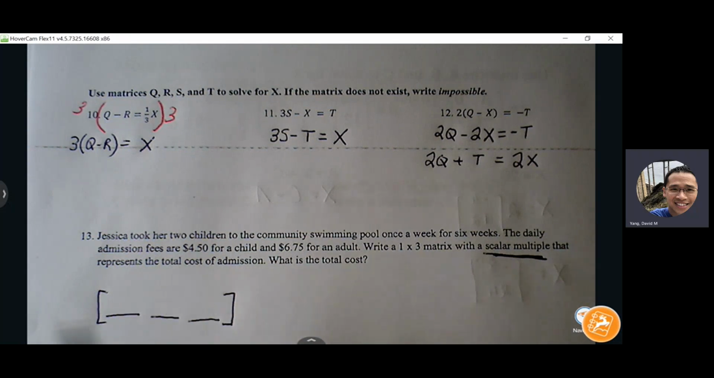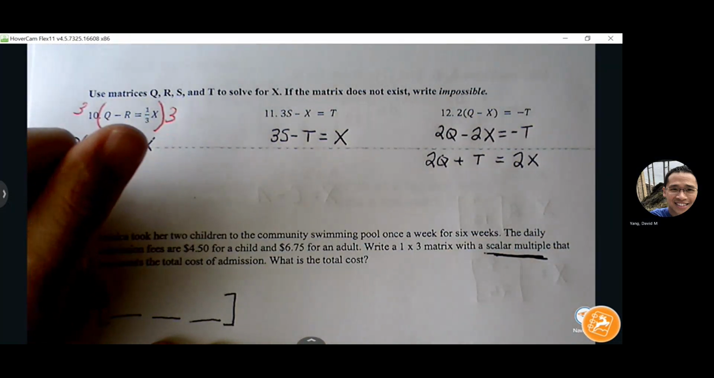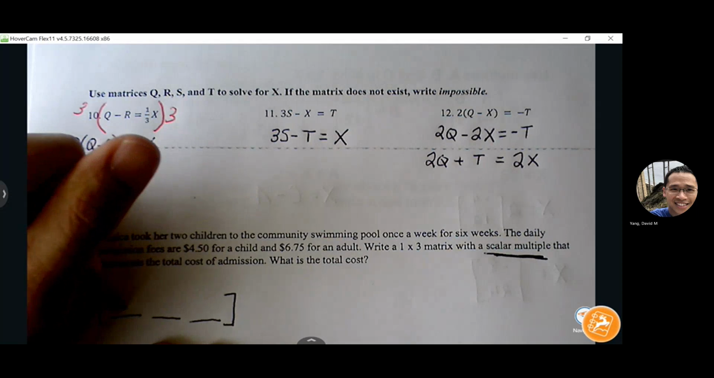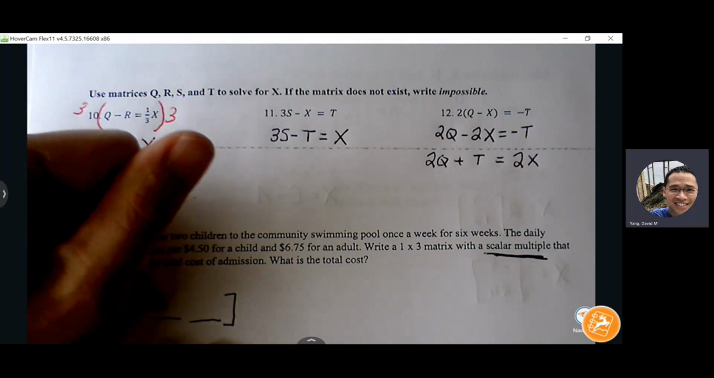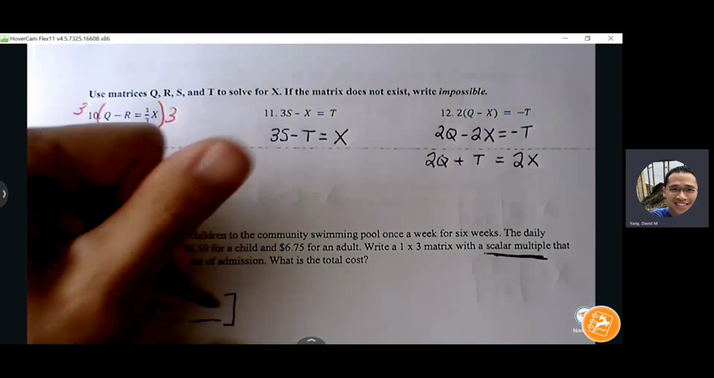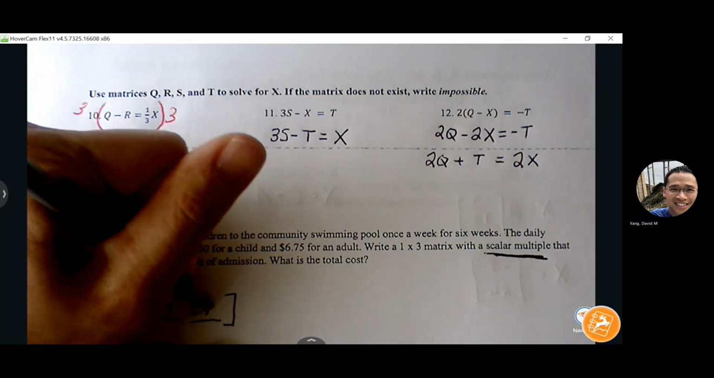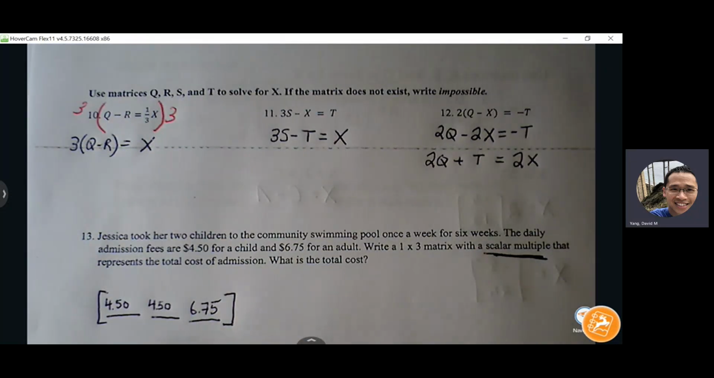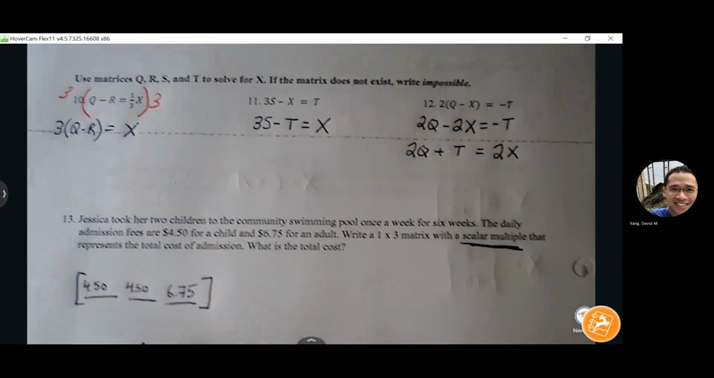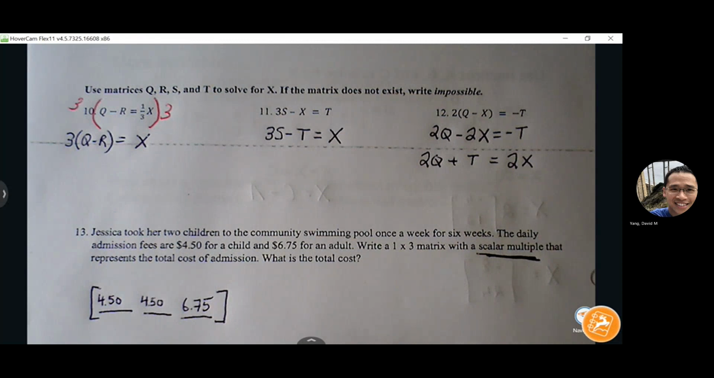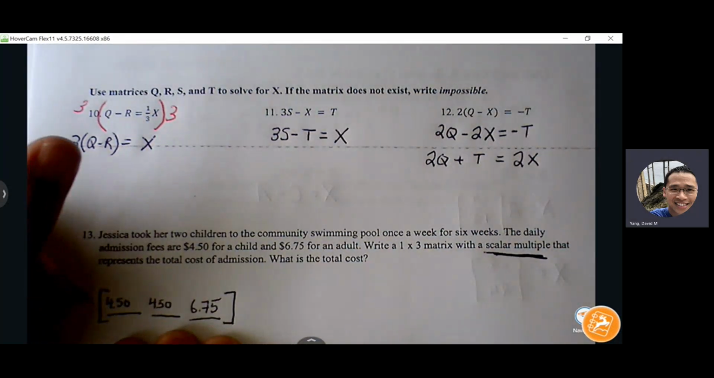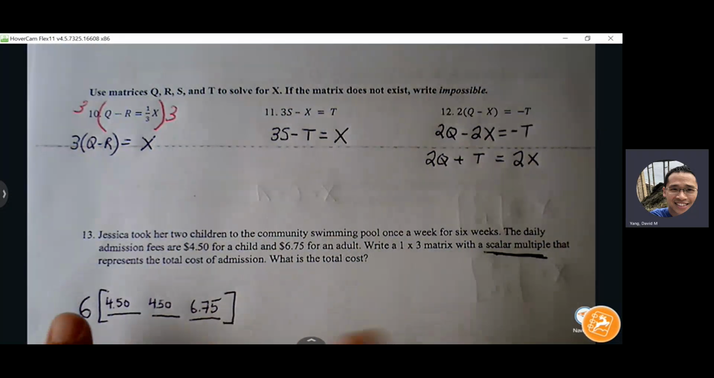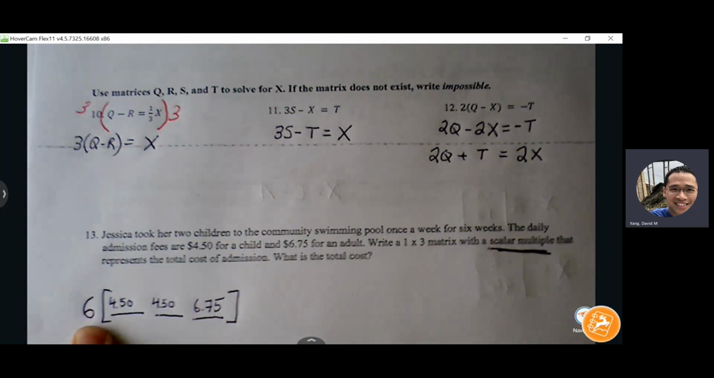Yeah, the mom and the 2 kids, right? So 4.50 for the first child, 4.50 for the other child, and then the mom 6.75. Now this is going to be the cost per week. So times 6. So there's the scalar multiplication. The scalar multiplication is going to come outside of your matrix.